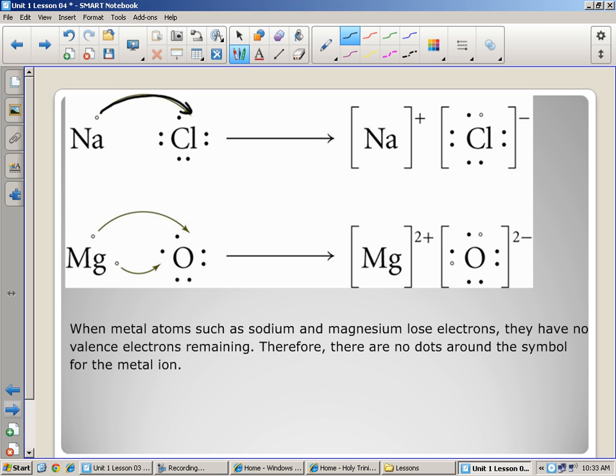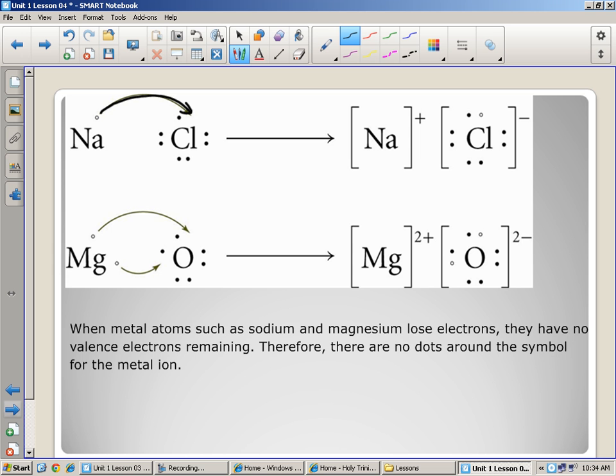Magnesium lost 2 electrons, so therefore it gets a 2 plus charge. Right? It was 12 positives, 12 negatives before. Now it's 12 positives, 10 negatives. Do the math. 12 minus 10, 2 plus. Oxygen, okay, was 8 protons, 8 electrons. Now it's gained 2 electrons, so now it has 10 electrons. 2 and then 8 to fill up the outside shell. So now it has a 2 minus charge because electrons are negative.